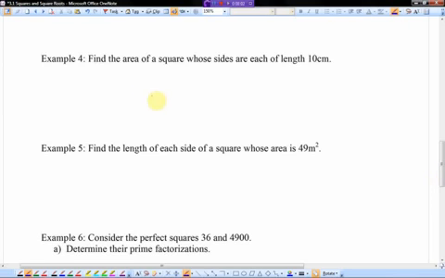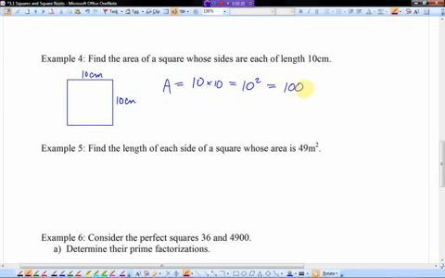For one, if we wanted to find the area of a square whose side lengths are each 10 centimeters, so just draw a quick picture here. Okay. So if we had a square that was 10 centimeters by 10 centimeters, then the area is going to be equal to 10 times 10, and that is 10 squared, which gives us 100 square centimeters.